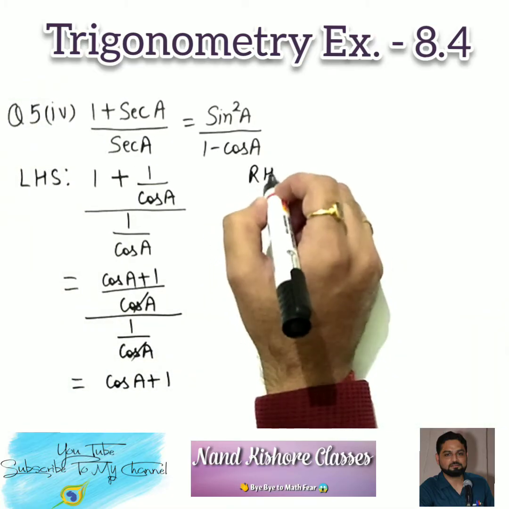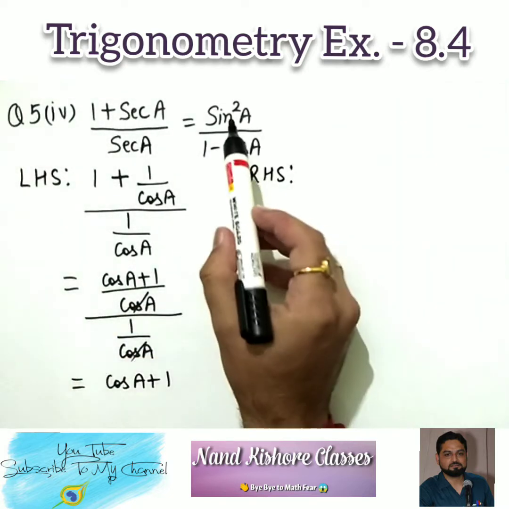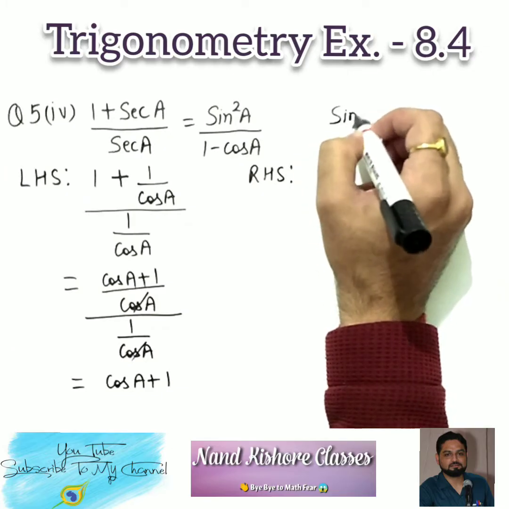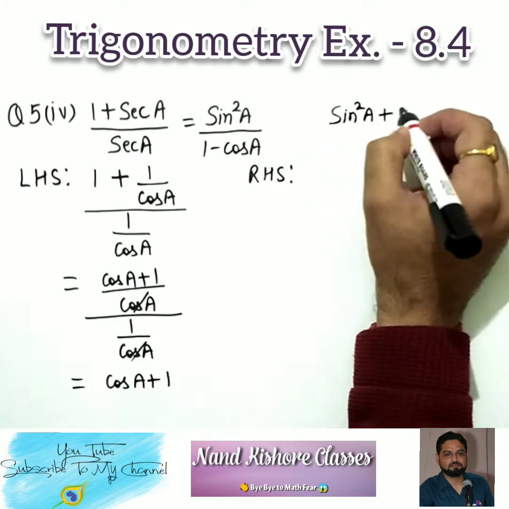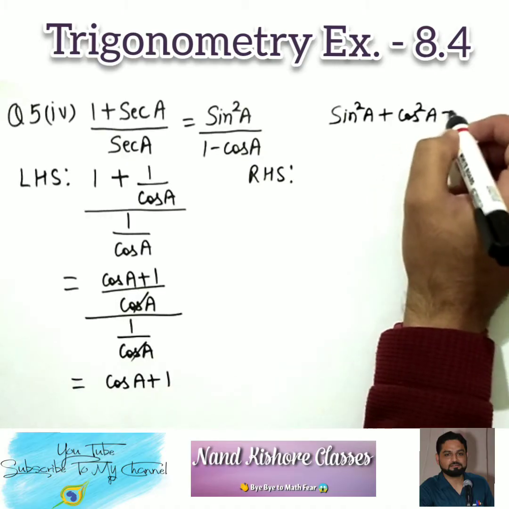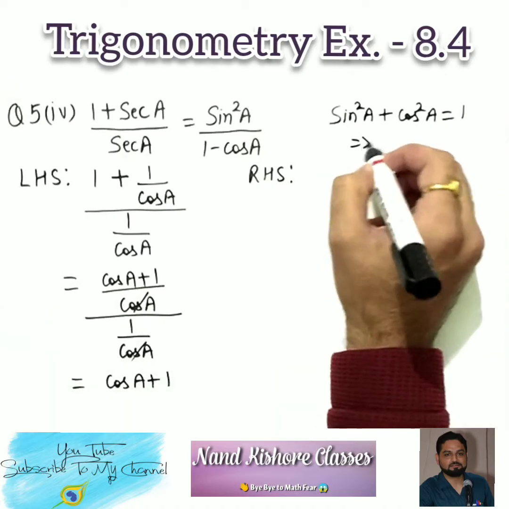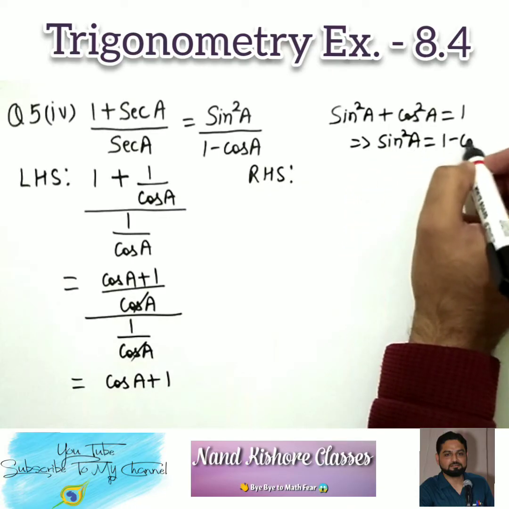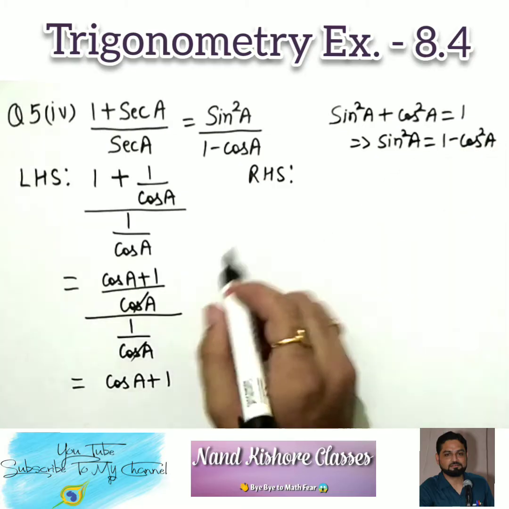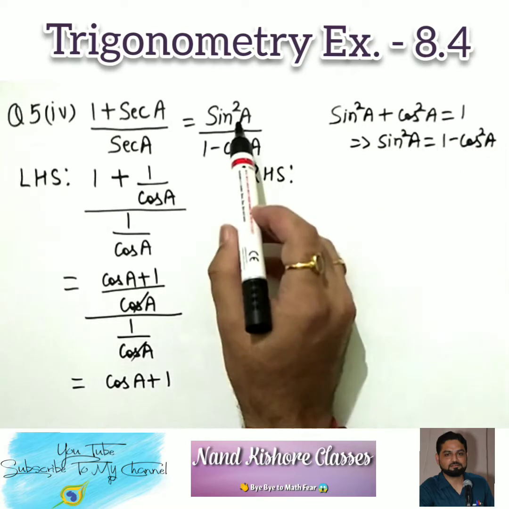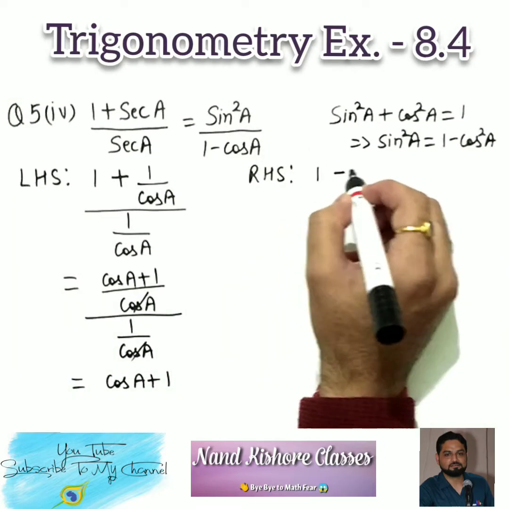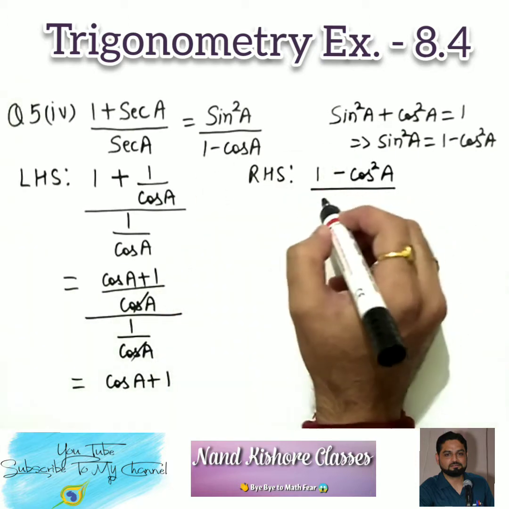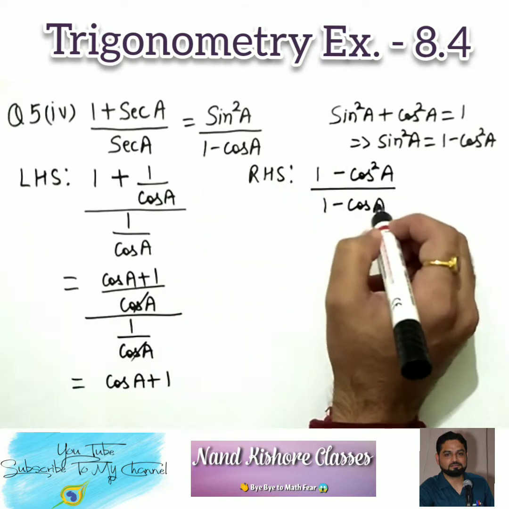Let us solve the right hand side now. We have sin square a in our numerator. I am going to use this formula: sin square a plus cos square a is equal to 1. From here, the value of sin square a comes out to be 1 minus cos square a. So instead of sin square a, I am going to write 1 minus cos square a. The denominator is already 1 minus cos a.